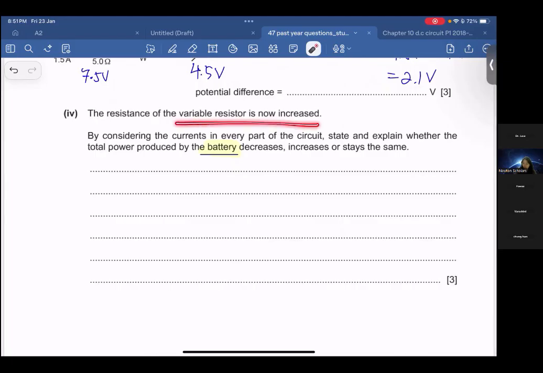Resistance, always think about what happened to the current in every part. So you have to think in terms of the current. What happened to the current for every single part? How about the others? Manjo, correct. Then why? What happened to the current?